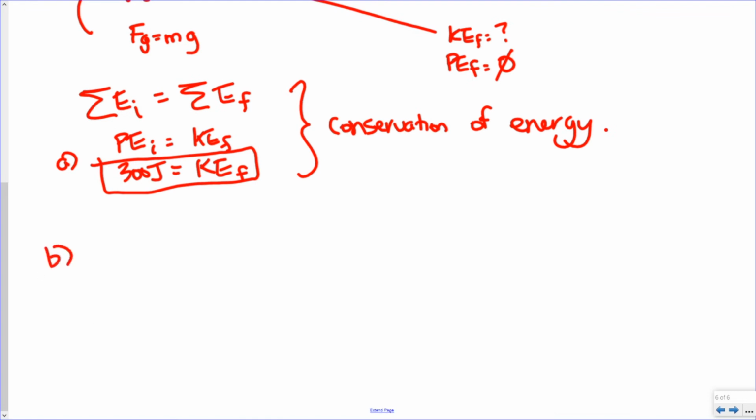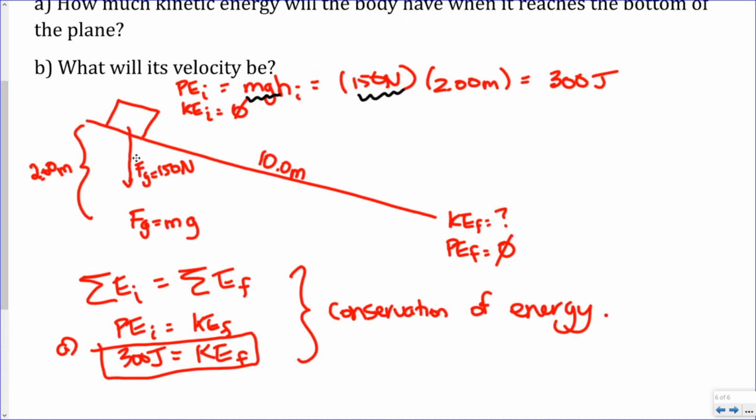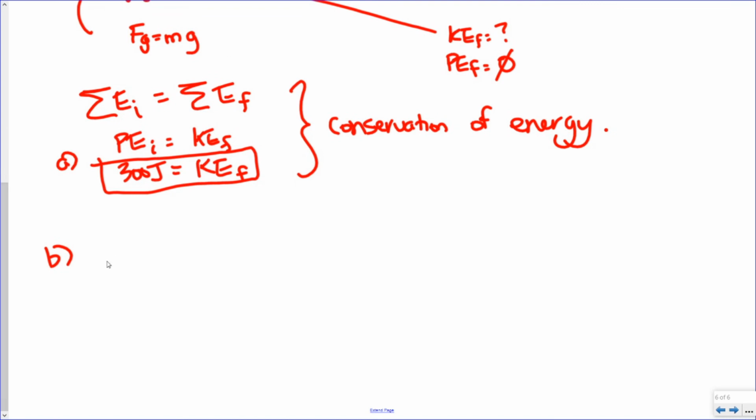Question B asked us, how fast is it going? Well, now that we have kinetic energy final and there's no friction slowing it down, it should just accelerate pretty nicely. We don't know acceleration though, do we? We could use a kinematic equation. We could break this up into its component forces, so we'd figure out what the force was going parallel to this, and we could use that to figure out our acceleration, and then use a kinematic equation to find out what its velocity Vf is. Or we could do it much simpler and do an energy calculation.